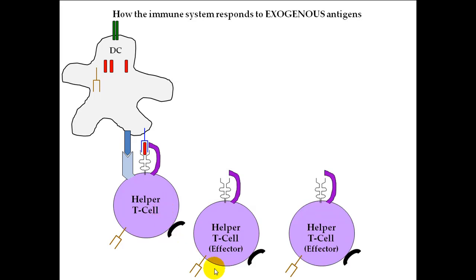Some of those clones become these things called effector cells. In this case, these would be called effector helper T cells. Whenever you see this term effector as part of the cell's name, that means that particular cell is ready to perform whatever its function is. So these guys are ready to do what helper T cells do, which we'll see is to help activate other parts of the immune system. What you're looking at here is just the start of the immune response to exogenous antigen. Nothing has really been done so far that would potentially kill the bacteria that possesses these exogenous antigens. This is just laying down the foundation.